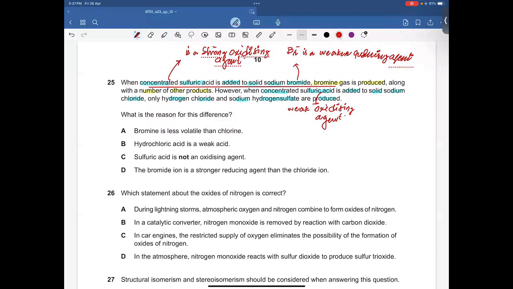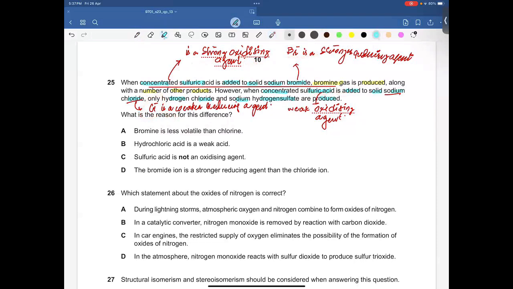Also, sodium chloride, so chloride. No, it's not weaker. If chloride is weaker, obviously bromide is a stronger reducing agent. Chloride is a weaker reducing agent. So that's a comparison basically. Two halide ions are involved in this reaction. One is a stronger reducing agent because in this scenario it is reacting with H2SO4, but this is a weaker reducing agent because it is not reacting with concentrated H2SO4.